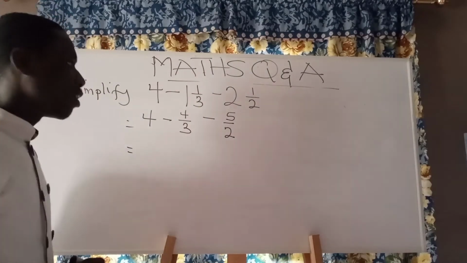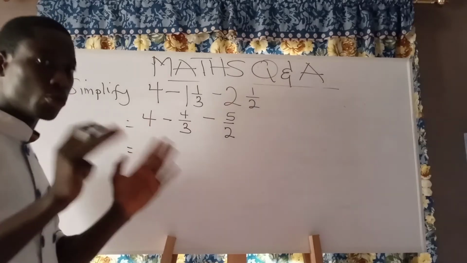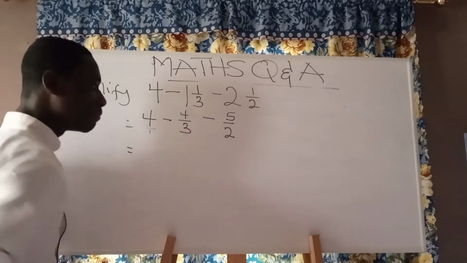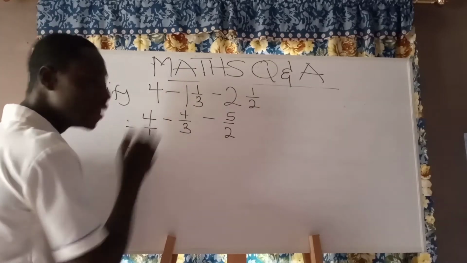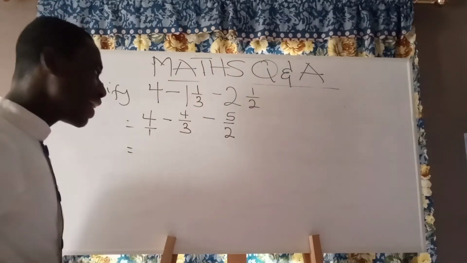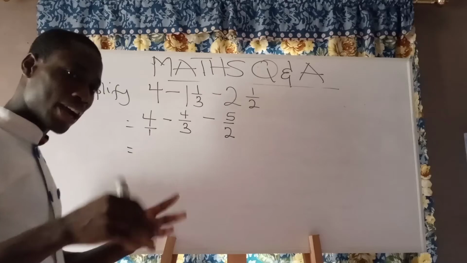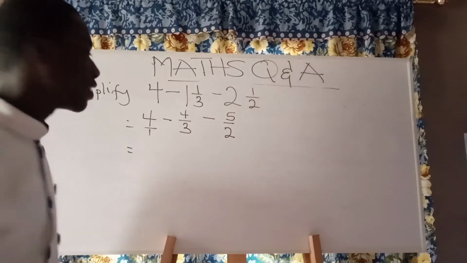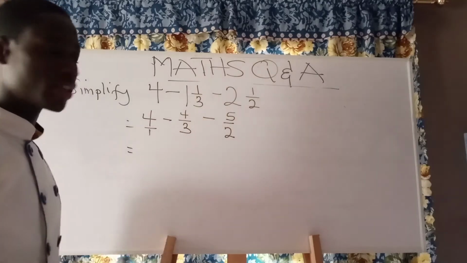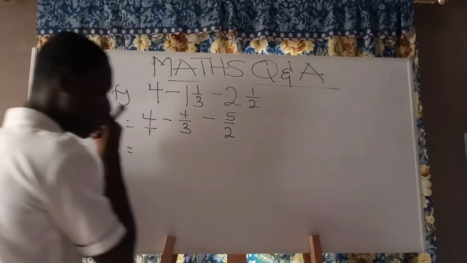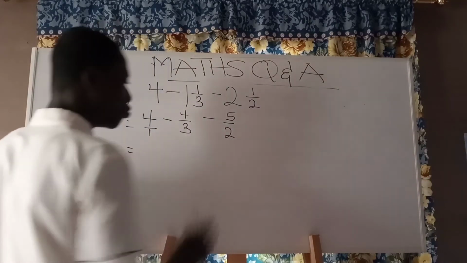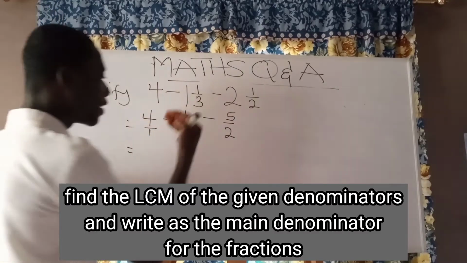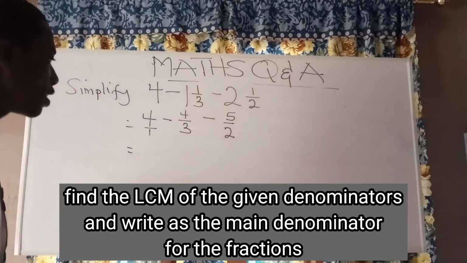Now, we have changed the mixed fractions to improper fractions. I always tell my students that if you get confused with whole numbers, just divide the whole number by 1, because any number divided by 1 is the same number. So if you get confused with the denominators, just divide the whole number by 1. Now that you have reached here, we have the denominators 1, 3, and 2. So the next step is to find the LCM for 1, 3, and 2.